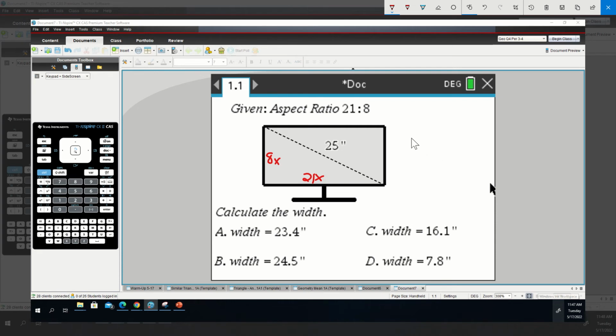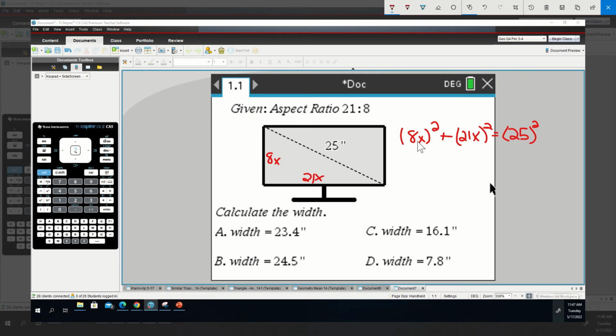So I'm going to set this one up using Pythagorean theorem. So I'm going to use 8x squared plus 21x squared has to be equal to 25 squared. So this is my equation. I'm going to solve it in Desmos and in the Inspire.